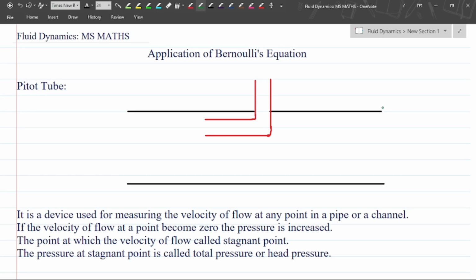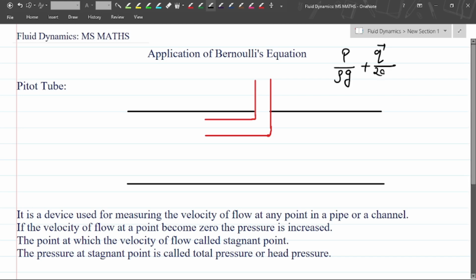In this video, we'll discuss the application of Bernoulli's equation. So what is Bernoulli's equation that we have already discussed? Bernoulli's equation is basically 1 by 2, or we can write it this way, Bernoulli's theorem: pressure upon density into gravity plus velocity, we'll write it as q1, or q vector upon 2g plus z, which is basically h. In this way we can understand the concept of Bernoulli's equation.